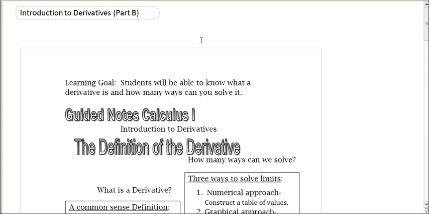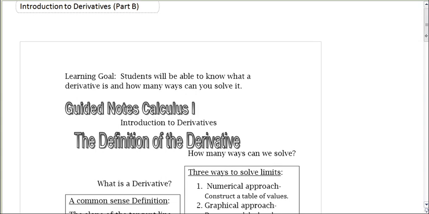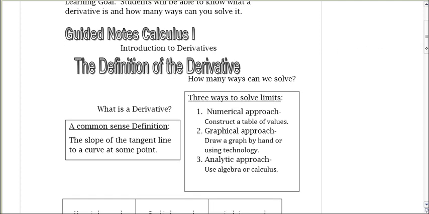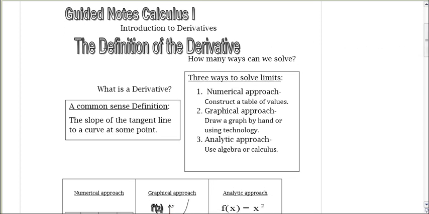Okay, in this video we're going to take a look at an introduction to derivatives, part B. So we're going to finish up the definition of derivative and how to find it. But what I want to do first is review a little bit. Remember that common sense definition of what a derivative is: it's simply the slope of a tangent line to a curve at a point.